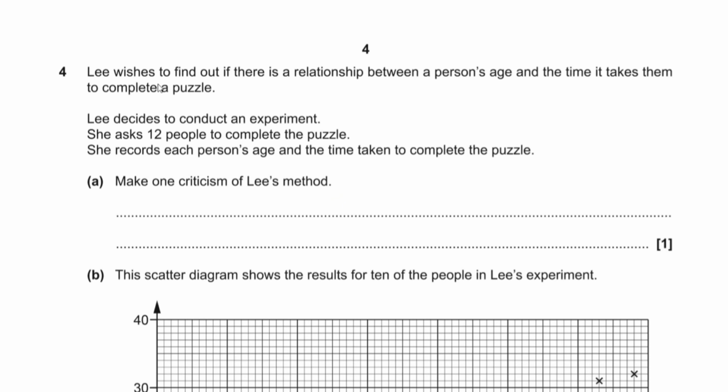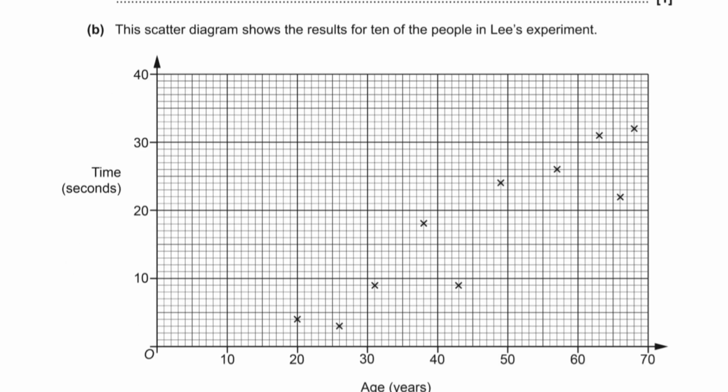Question number 4. Lee wishes to find out if there is a relationship between a person's age and the time it takes them to complete a puzzle. Lee decides to conduct an experiment. She asks 12 people to complete the puzzle. She records each person's age and the time taken to complete the puzzle. Part A. Make one criticism of Lee's method. Well, quite simply, Lee's sample size is too small. They could ask more people to get a more accurate representation.